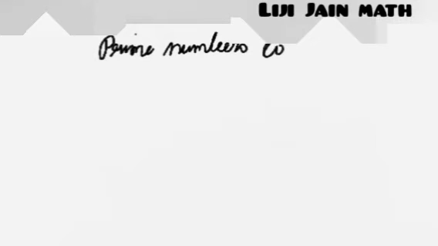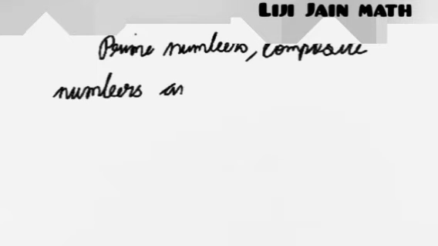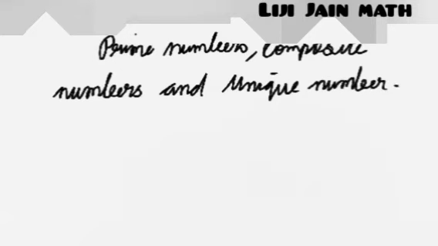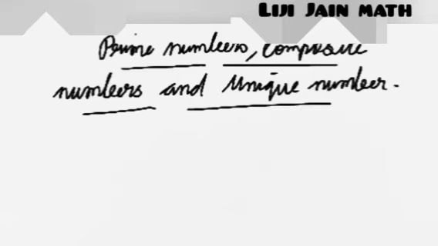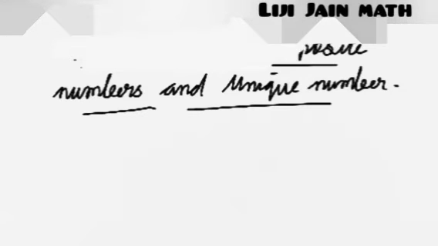Before you start writing, mention the date and day on the upper portion of your margin and write down prime numbers, composite numbers, and unique number. Write neatly. Okay, very important. Prime numbers, composite numbers and unique number. Okay, now let's write down one by one.